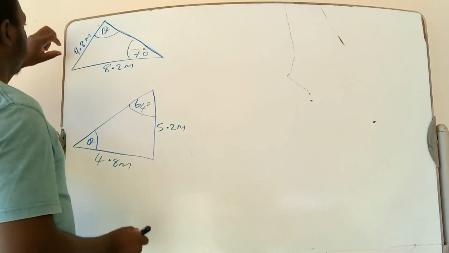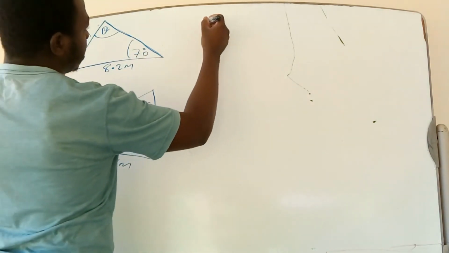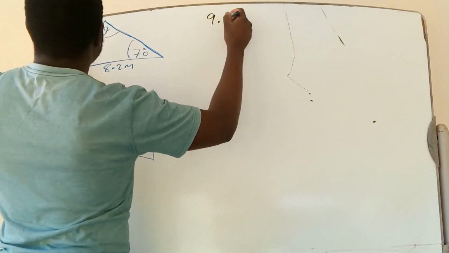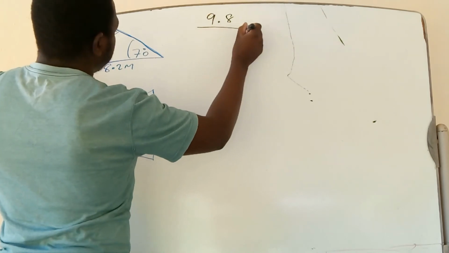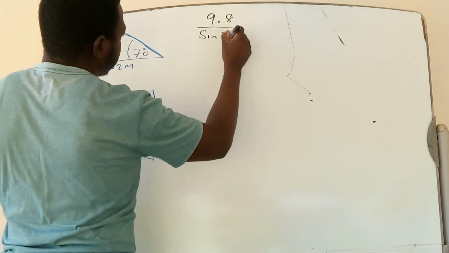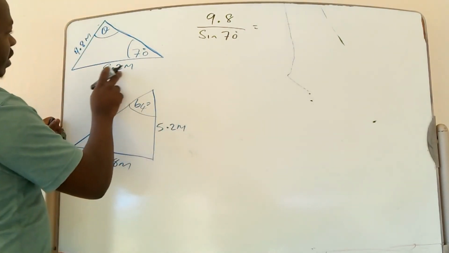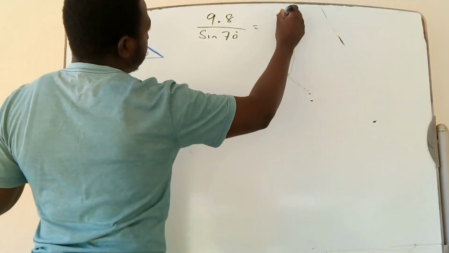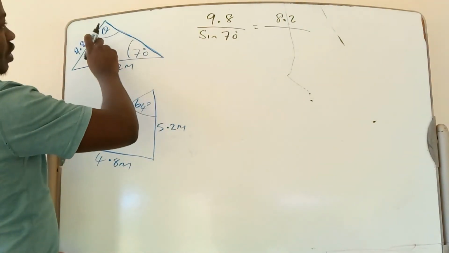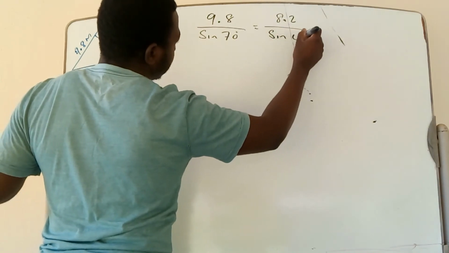The sine rule says that if you have the length of a side and an angle opposite to it, then you can see that this side, which is 9.8, over the sine of this angle, which is sine of 70 degrees, is equal to this length, which is 8.2, over the sine of the angle that is opposite to it. So it's sine of theta. Alright?